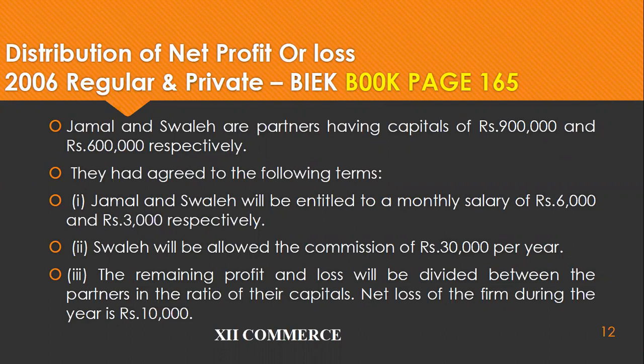ठीक है, let's talk about this question. Here we have two partners. What is the point we have to highlight? We have to highlight the partners' capital, the date of starting the business and ending of business. ठीक है, अच्छा, another we have adjustments and some condition. Adjustments क्या है बेटे, they had agreed to the following terms. अब आपके पास adjustments आ जाएंगे. Jamal and Swale will be entitled to a monthly salary of 6,000 and 3,000 respectively.